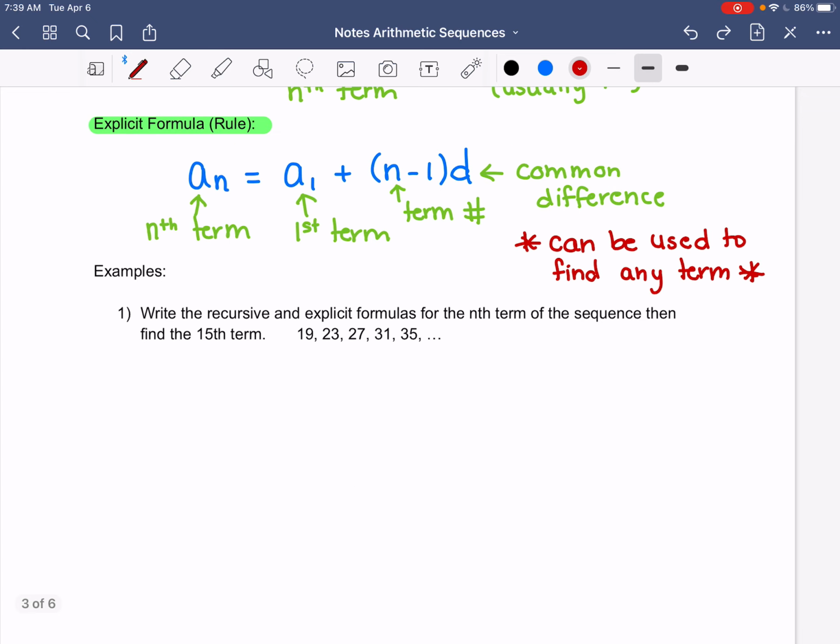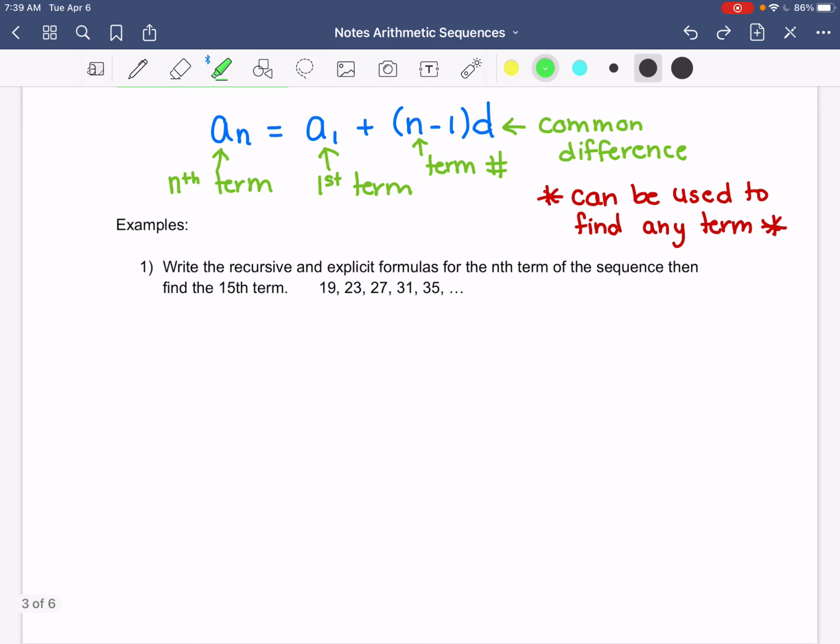Okay, so we're going to do a few examples. So go ahead and write down examples and write out your first one. You can pause. It says, write the recursive and explicit formulas for the nth term of the sequence, then find the 15th term. So here's my sequence, 19, 23, 27, 31, 35.